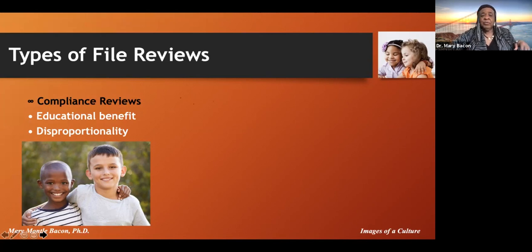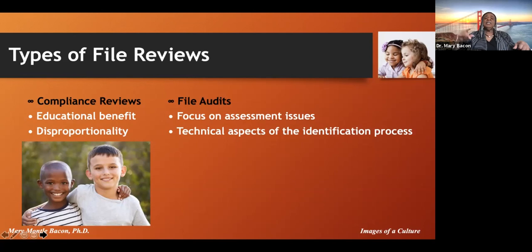There's a second kind of review that's often done by an outside person or a consultant who's hired, which are file audits. And what those reviews are looking at, they focus much more on assessment instruments. Did the school psychologists, the speech and language people, the people who did assessments actually use the appropriate instruments? Did they use them?